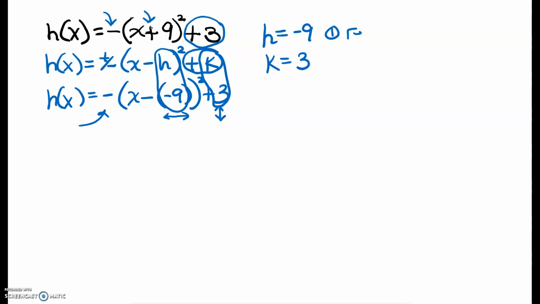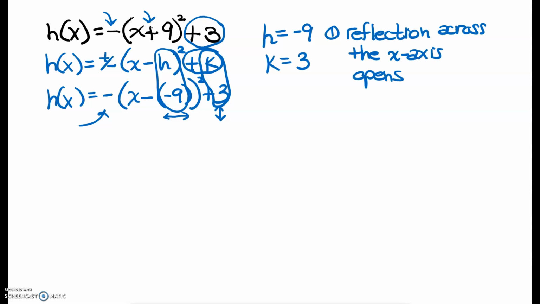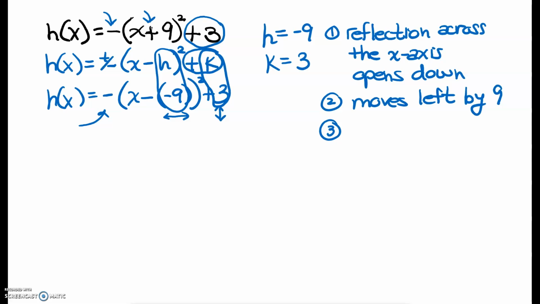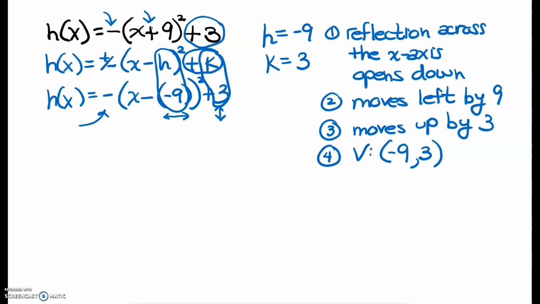That tells me I do have a reflection across the x-axis, or the graph opens down. H is negative, so I'll be moving left. This graph moves left by 9. K is positive, so this graph also not just moves left, but it also moves up by 3. And then my vertex is h comma k, so negative 9 comma 3.